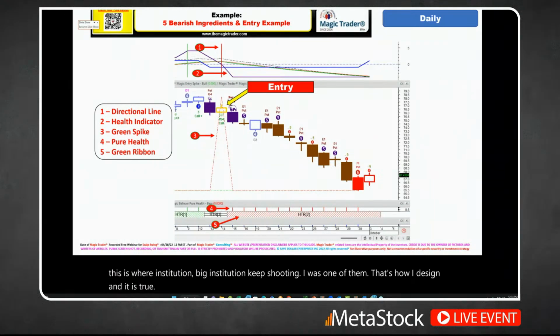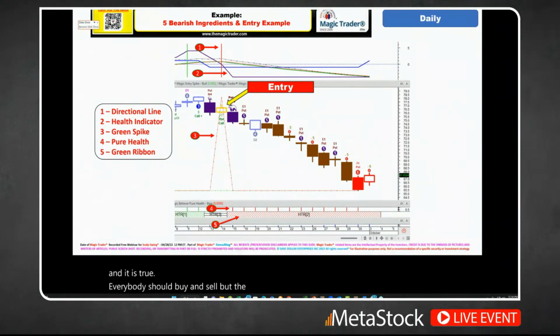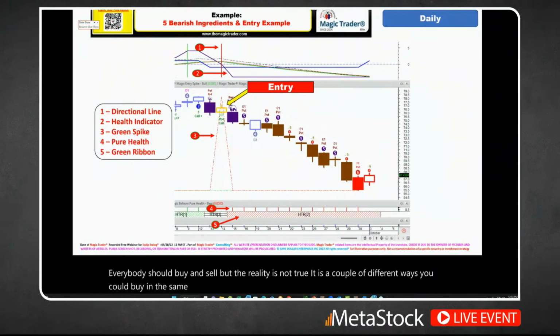Everybody said buy and sell, but in reality it is not true. There are a couple of different ways you could buy in the same developing trend, and there are risks associated. So I dissected them into 5, 6, and more, right? This way I could control my risk.